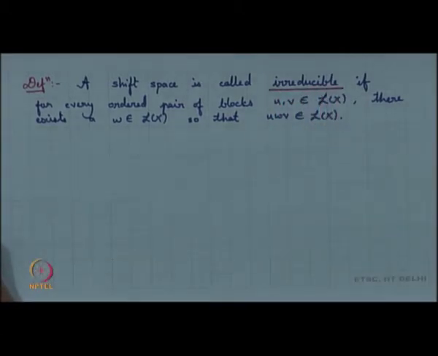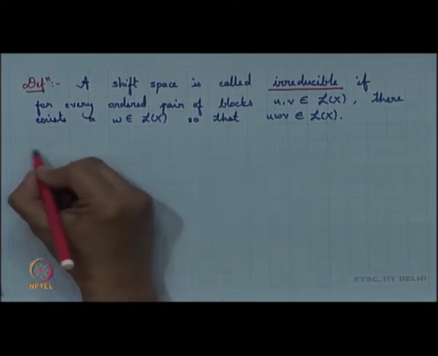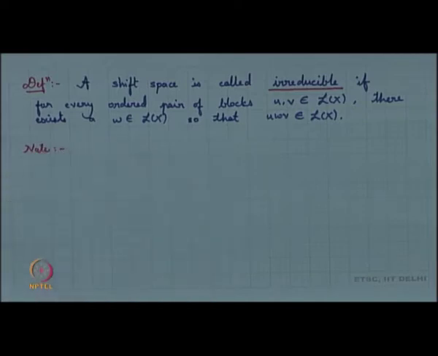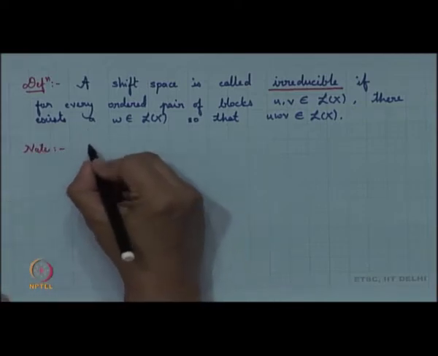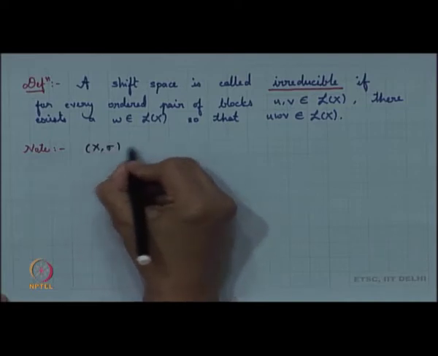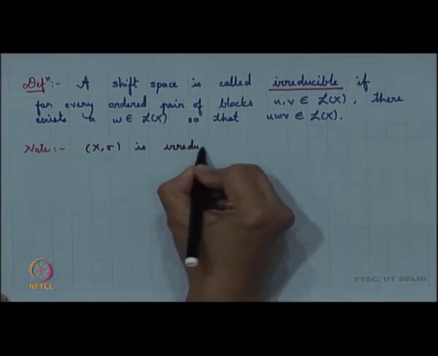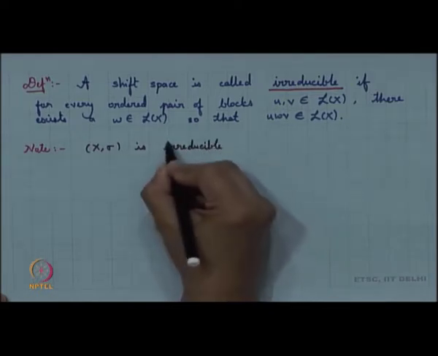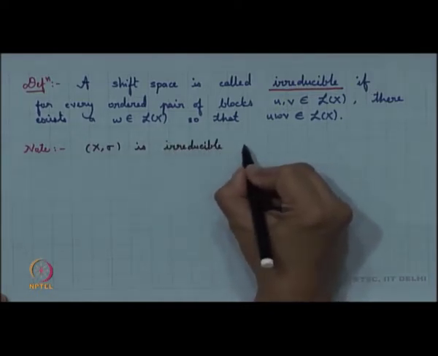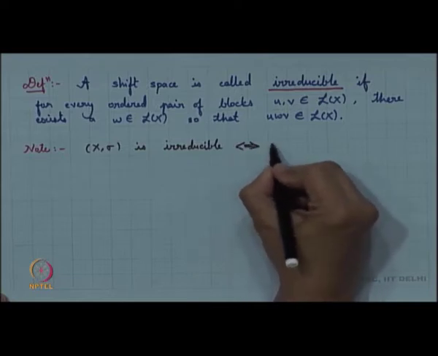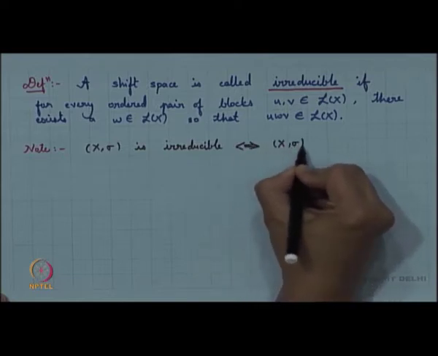So, if we have such a property for the shift space, then we say that this shift space is irreducible. Now, think of that, what do we really mean by irreducible? So, we take a small note here, and this note says that if my shift space is irreducible, if and only if this is transitive.